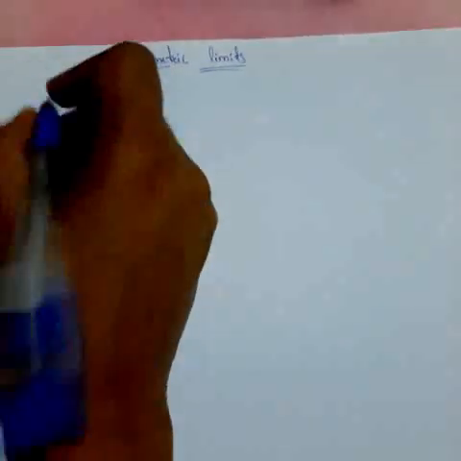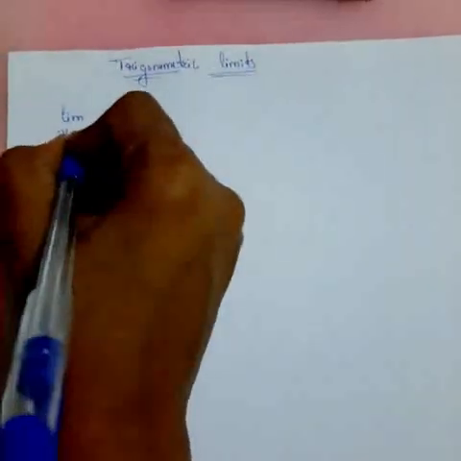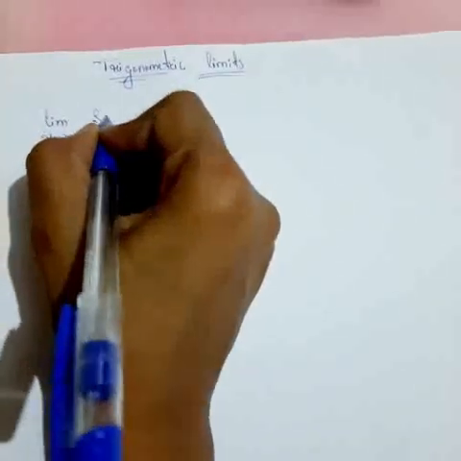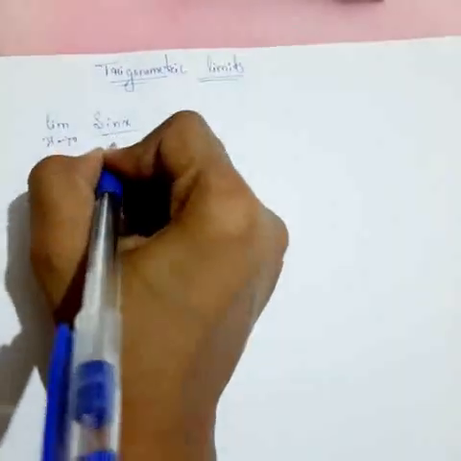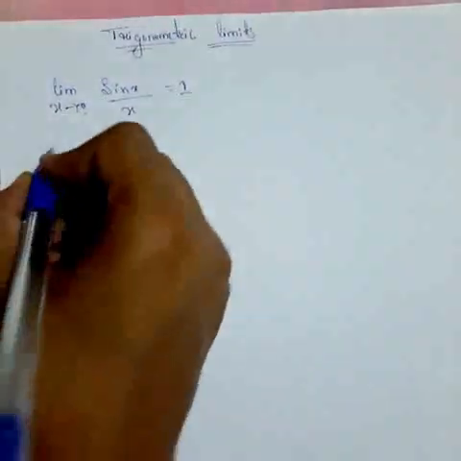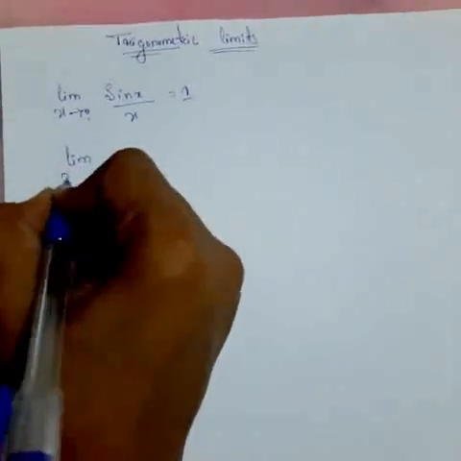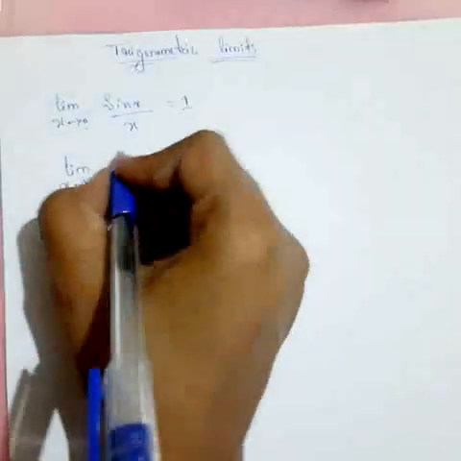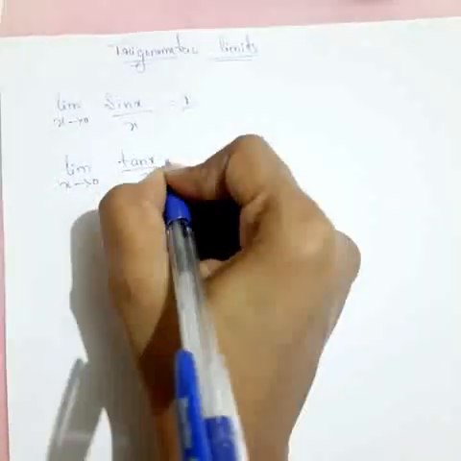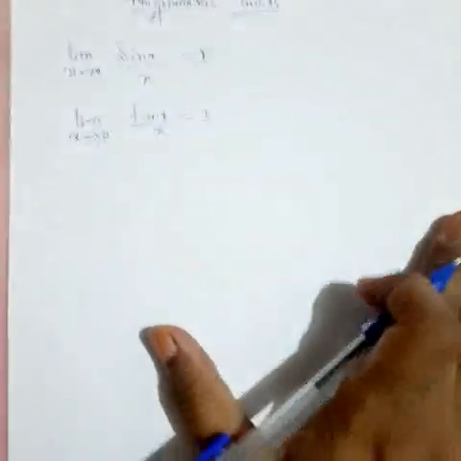Before going to solve, there are some standard formulas. Limit x tending to 0, sin x by x is equal to 1. Just remember these two formulas. Limit x tending to 0, tan x divided by x is equal to 1.